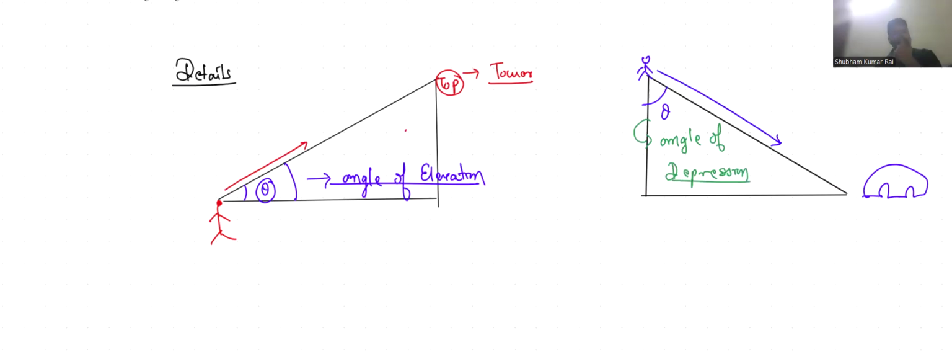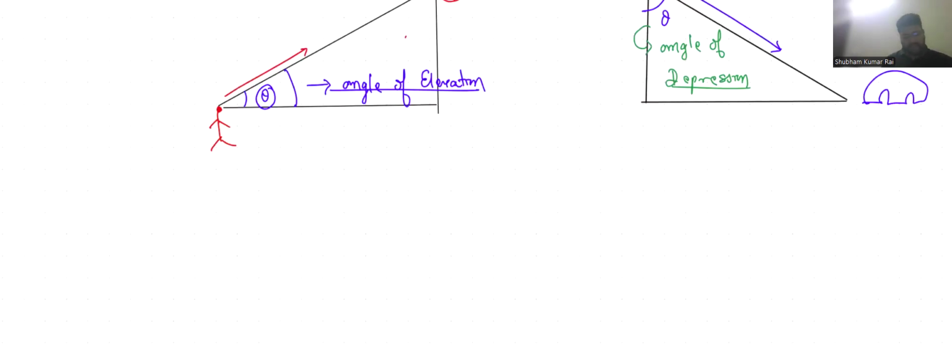So these are the two angles we have formed when we see from bottom to top and from top to bottom. We form two types of angle, the angle of elevation and the angle of depression, right? And can it be both together? Yes, of course it can be.